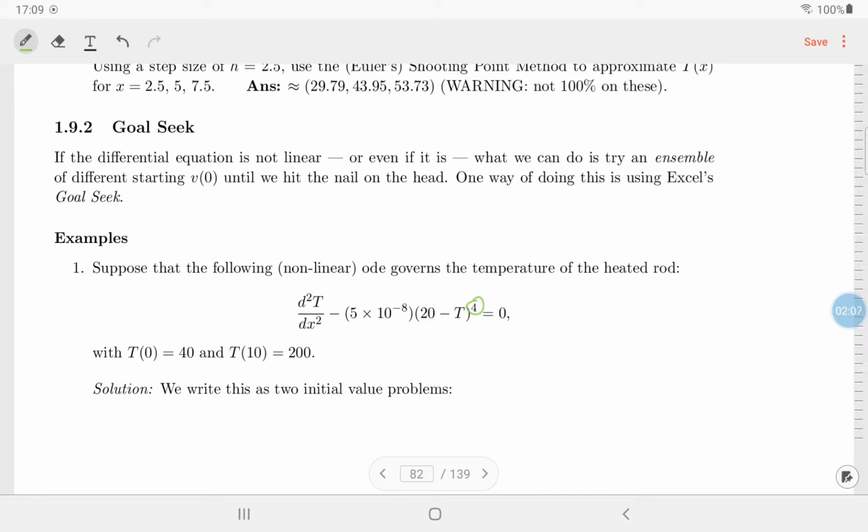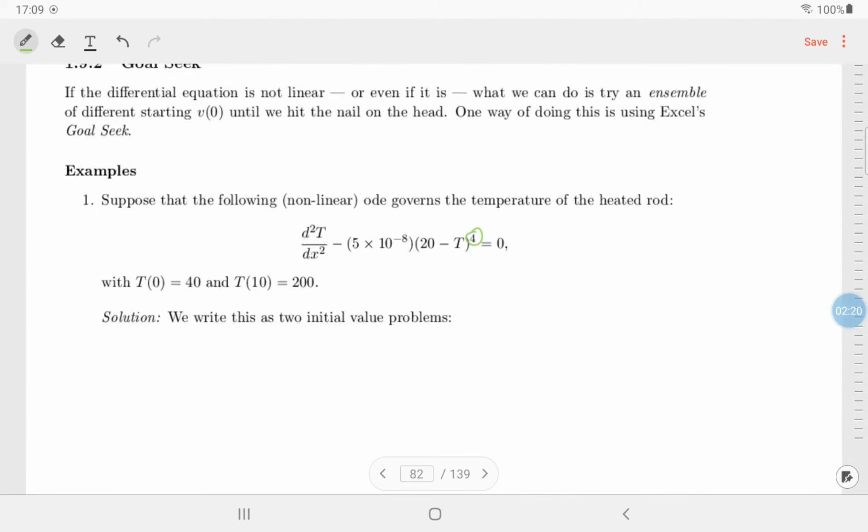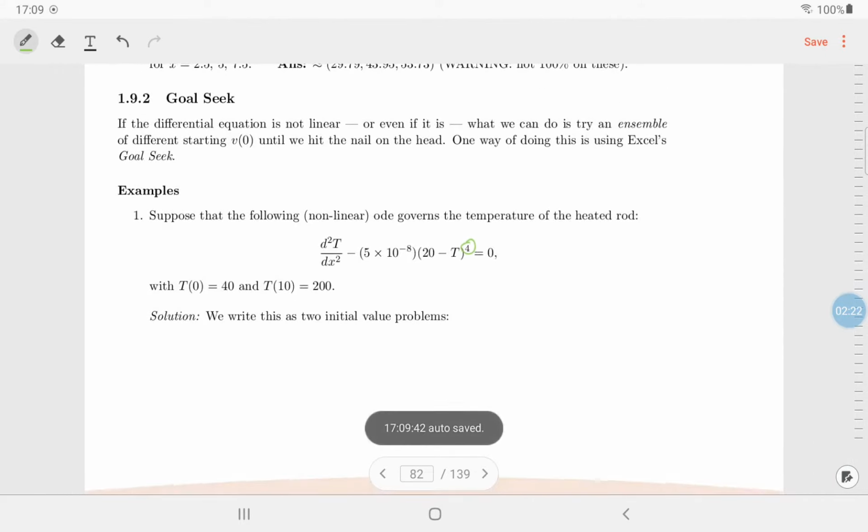So you can do something similar where you just keep adjusting the initial derivative until you hit the nail on the head. Now, one way of doing it is using goal seek. Essentially, that's roughly what you can think goal seek does. I know you've done goal seek a number of weeks back in VBA, where it just tries loads of values. Okay, so let's see how you'd set this up for VBA.